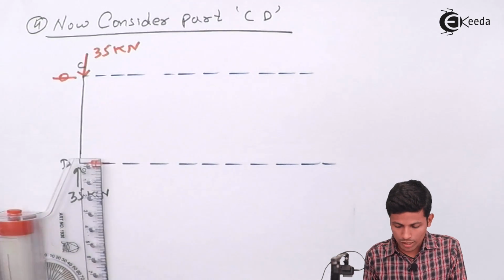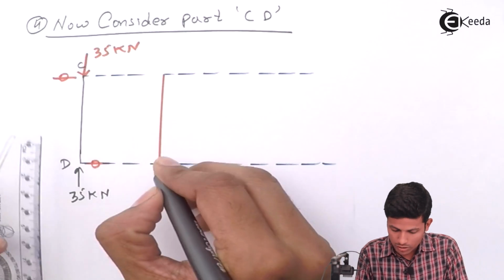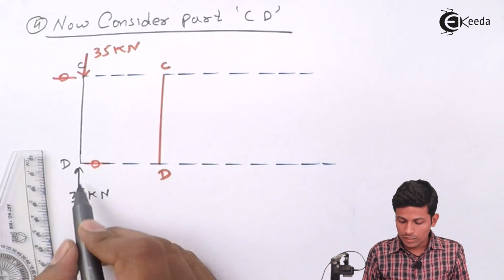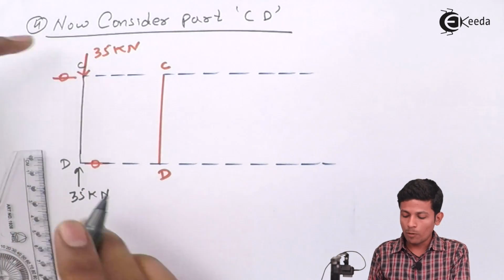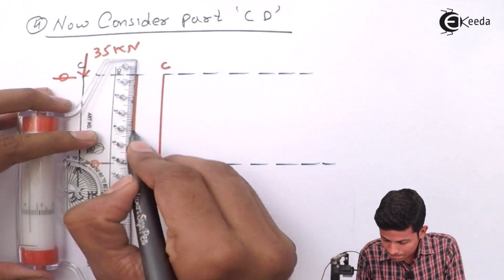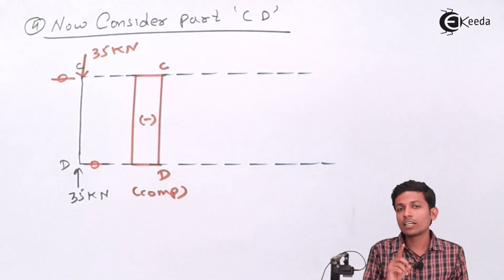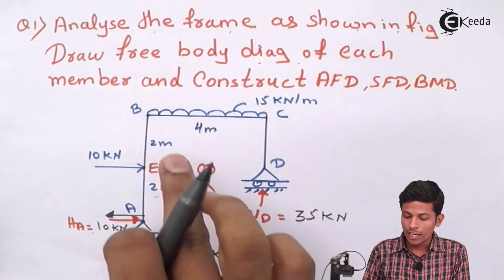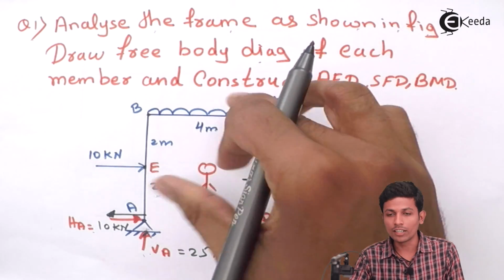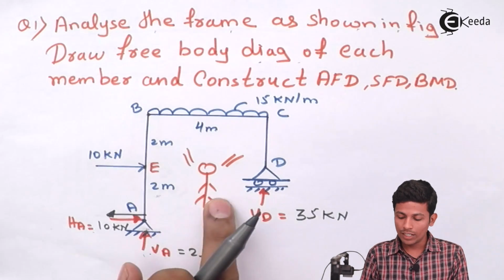Now this one is your AFD. This is your D, this is your C. Now see, this will follow compression. Compression means minus, so you can draw over here. As I am explaining, when a minus sign comes, draw inside the frame like this. When we drew AB, we drew here, and for part CD we can draw here. We are standing over here, and we are seeing like this.